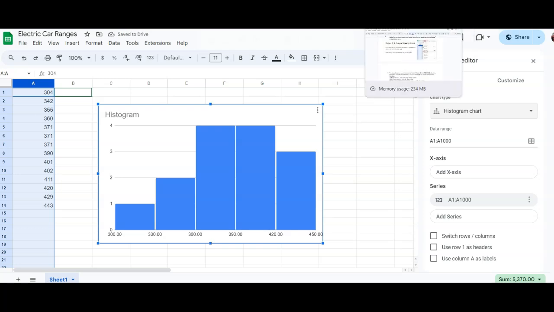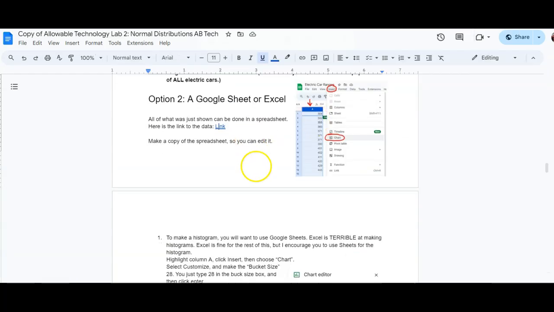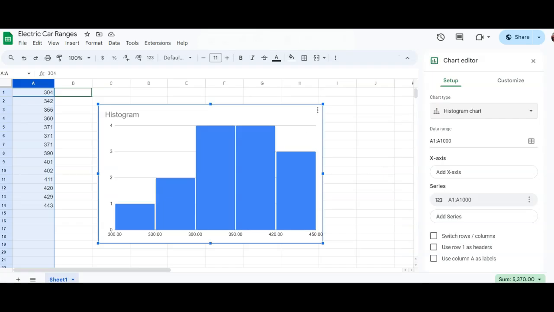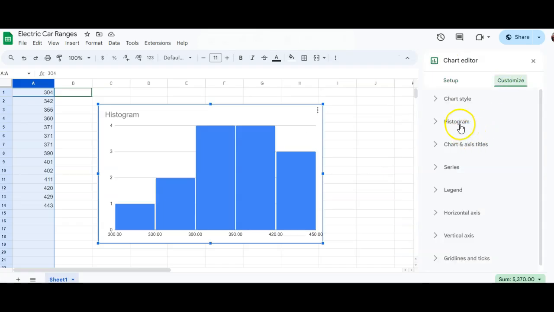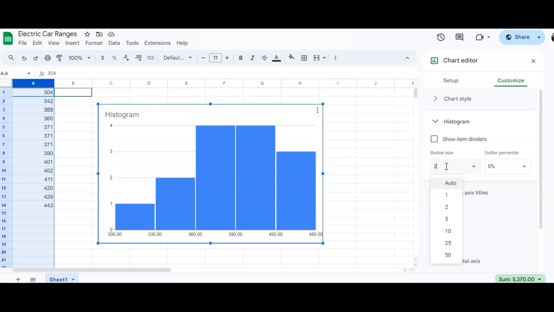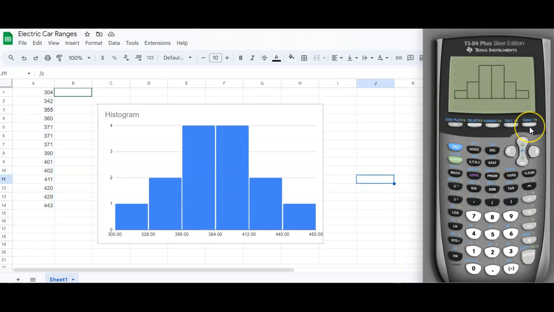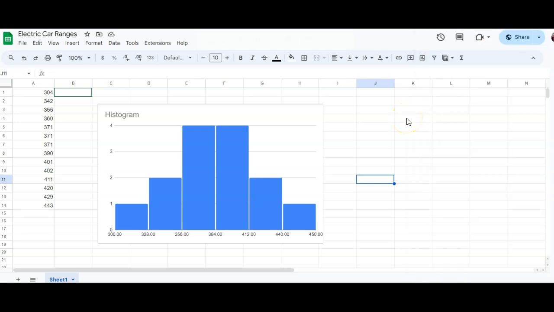It looks kind of like it's skewed to the left a little bit, but if you look at what it tells us to do next, it says go to your customization tools and change the bucket size to 28. So, customize histogram bucket size 28. And this way it will match the class width that we used on the calculator. And when you do it with the calculator, we saw something that looked basically identical, right? The only difference is the class ranges, 300 to 328. If you press trace on the calculator, you can see that the class ranges are a little bit different with its default setting. But anyway, there is our histogram.